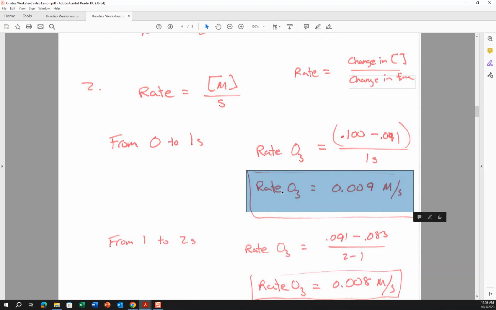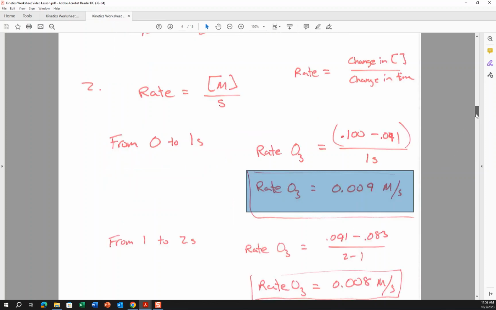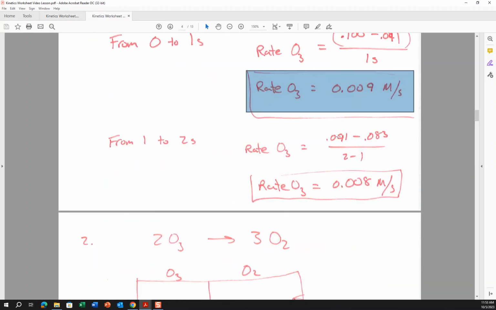All right, and then if we look at the next part of the chart, we want to know the rate from 1 second to 2 seconds. So now we're using these two data points. So we got to figure out that difference and divide it by that difference. Well, the difference in time is still just 1 second. So we just got to take this difference and divide it by 1, and that will give us our rate for O3 for the second part of the chart. Okay, so again, I'm doing the difference between 1 second and 2 seconds, and I get 0.008.